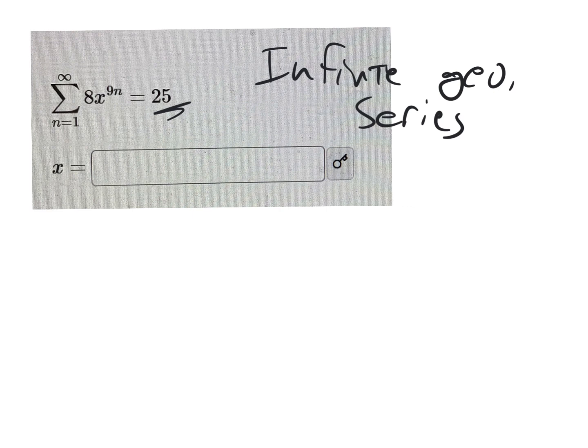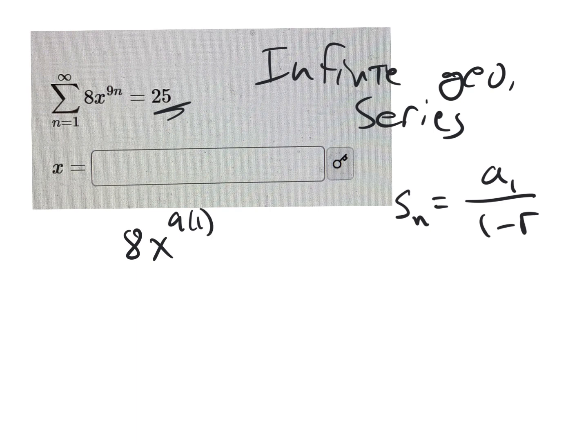So what we're going to do is do a couple things. First off, we've got to remember that to find the sum of an infinite geometric series, that's the first term over 1 minus r. So I got to figure out what the first term is. Well, if n equals 1, 8x to the 9 times 1 is 8x to the 9th.